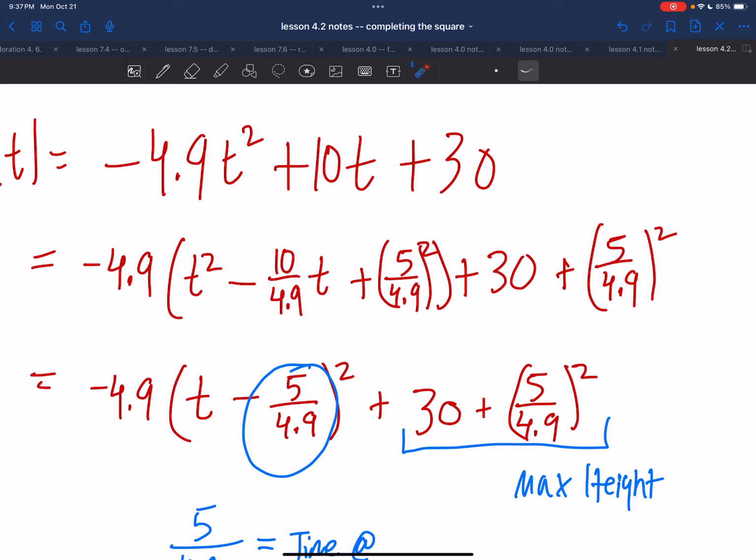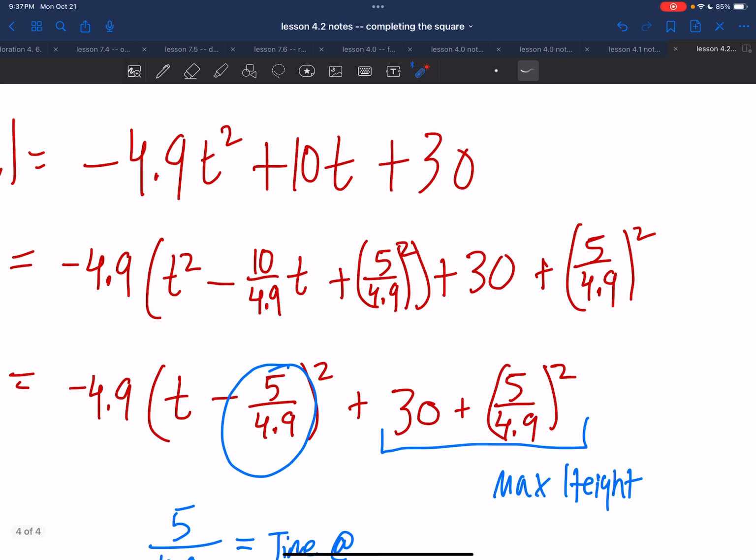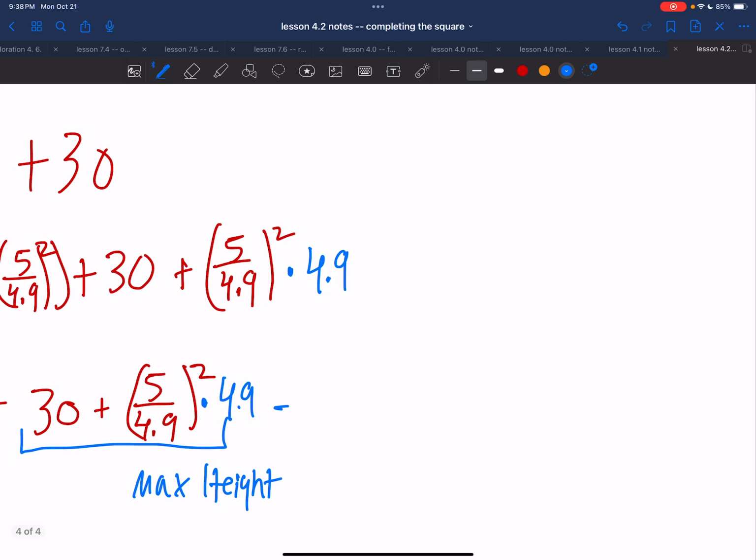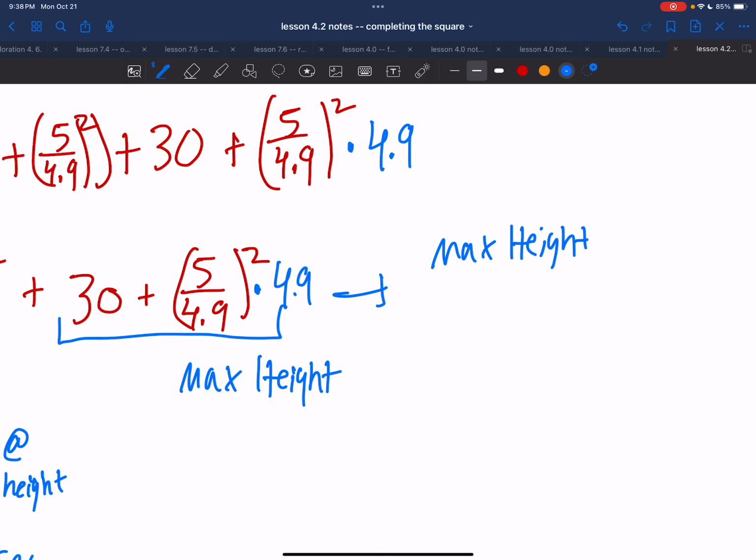Actually, no. Just once. So, yes, this was minus plus, so this is a plus. That part's true, but the 4.9 distributes to this. So this is missing another 4.9 being multiplied, which actually means the max height. I love that I made this mistake. See, guys, this is what you have to look out for. These are the most common mistakes that happen, even to me.